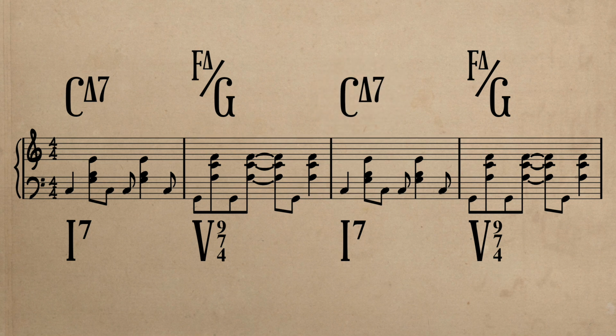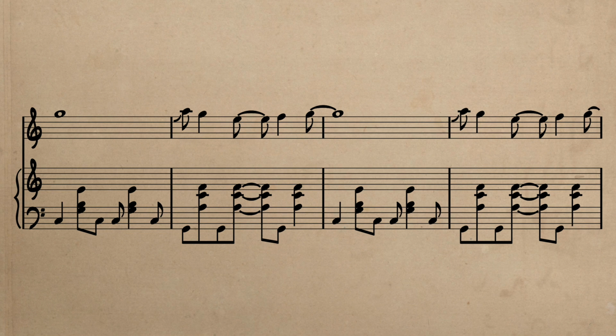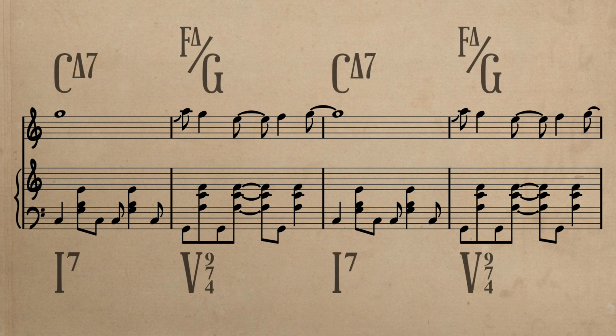These four measures act as an introduction to the theme, and they establish both the tonality and its mode. Following these four measures, we enter into the first main progression, which actually repeats the previous chords, only now in the context of an 8-measure sentence.